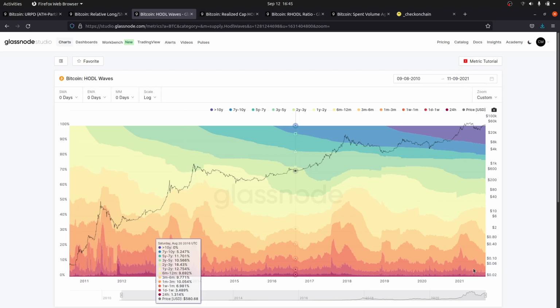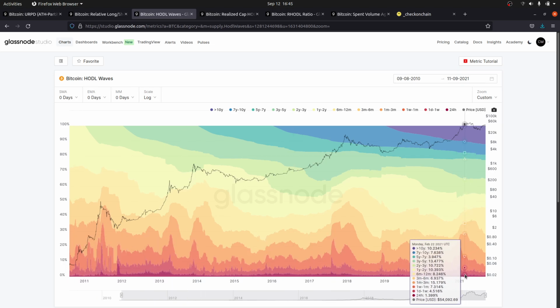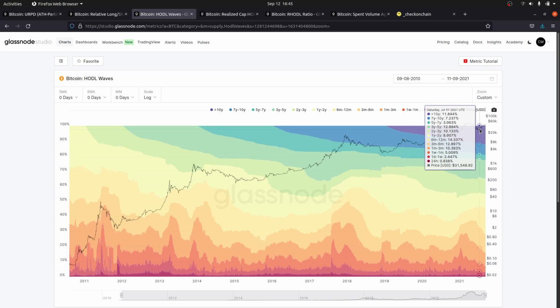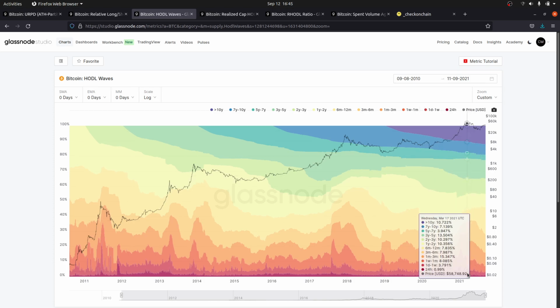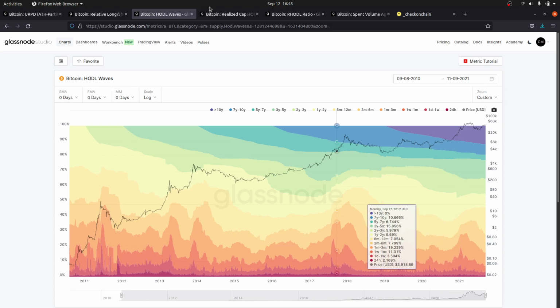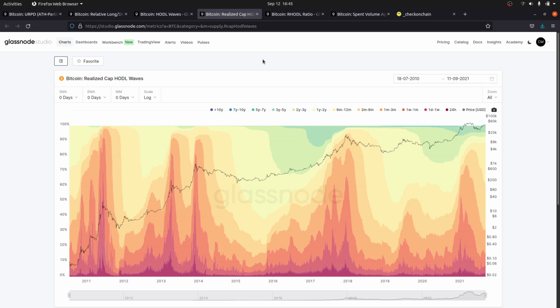Conversely, coins that moved down here, these warmer colors, note how 24-hour coins represent a very, very small portion of the actual supply. However, they were last moved at 50,000, 45,000, 60,000. These coins represent much larger value in the network. The realized cap HODL waves captures that concept, whereas the HODL waves is looking at the portion of supply as a factual piece of information.